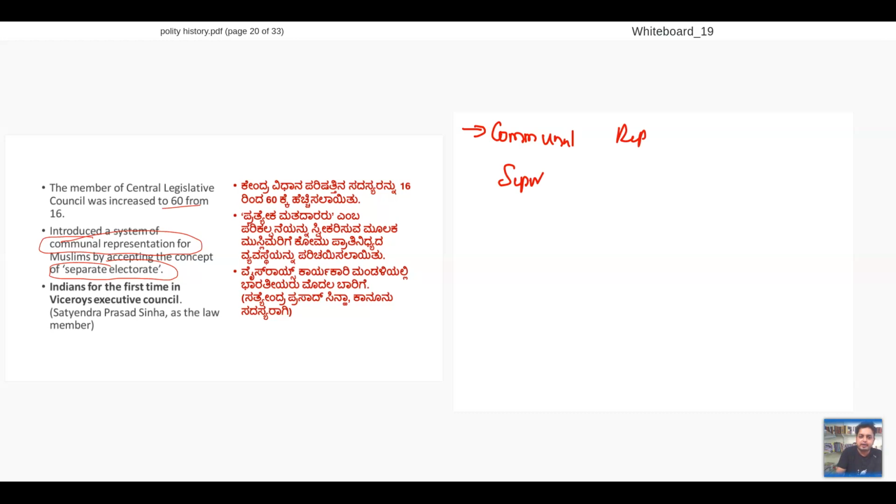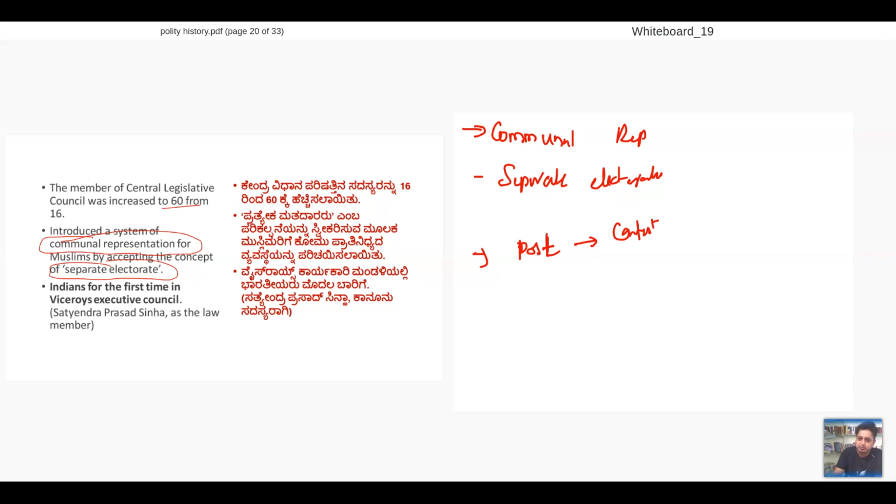And separate electorates. Here, understand this communal representation and separate electorates. You'll understand it better. What is our present system? There'll be one post. Okay. This post, what would happen is people will contest.